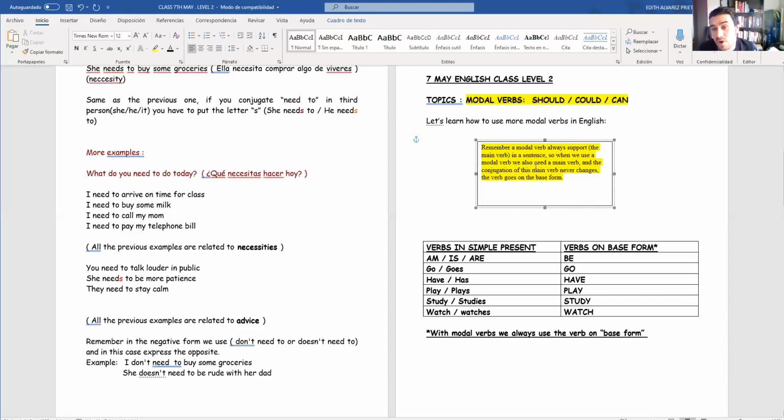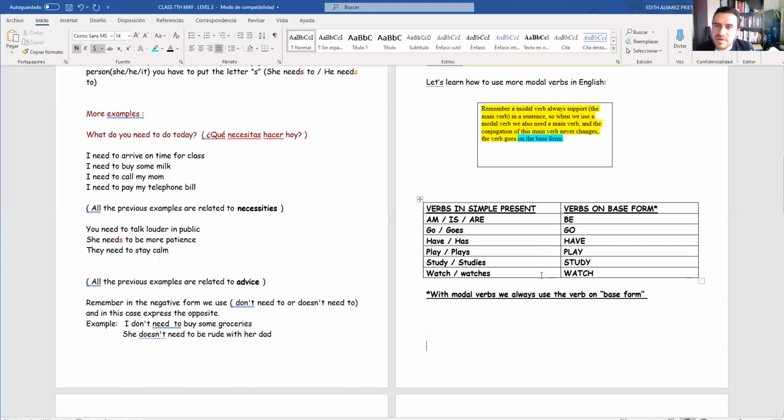So, when we use a modal verb, we also need a verb. Entonces, siempre que usamos un modal, también necesitamos un verbo principal. And the conjugation of the verb never changes. La conjugación del verbo principal nunca cambia. The verb goes in the base form. El verbo principal iría en su forma base, ¿listo? ¿Ok? Como la clave ahí, ¿listo? ¿Qué es la forma base de un verbo?